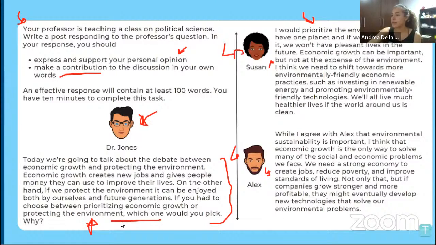All right, guys? You have 10 minutes to do everything. 10 minutes to read the question, read the 2 posts from your classmates, and write your own response. So, as you can see, you don't have a lot of time, but your response is not necessarily going to be that long. It says that an effective response should contain at least 100 words. So that's what we're aiming for.